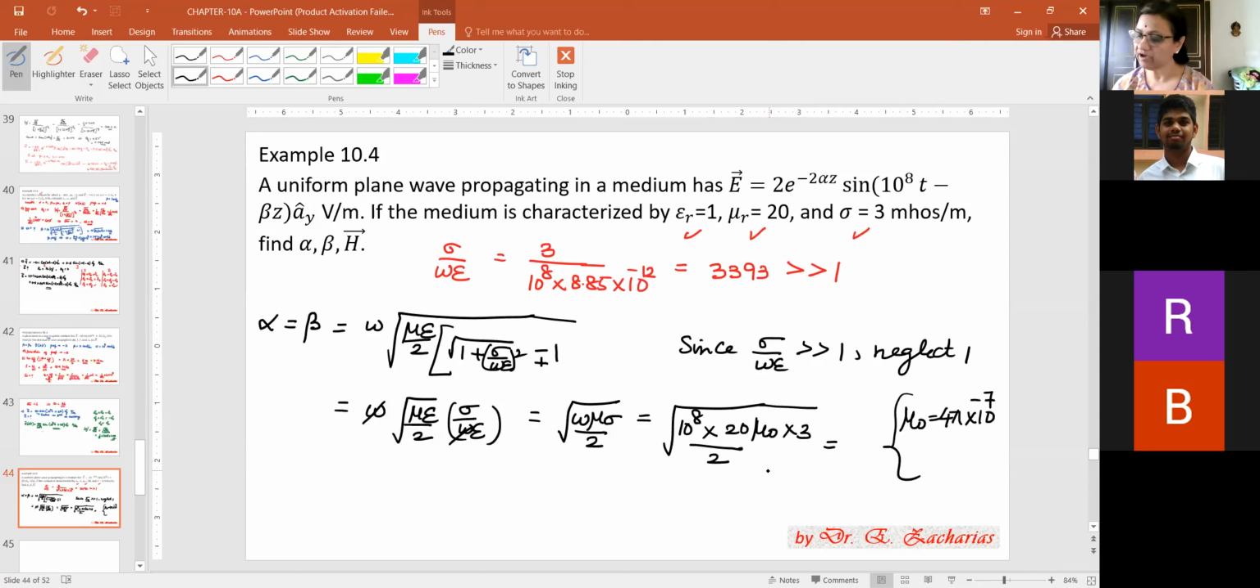Then you get alpha equal to beta, and the value is going to be 61.4. If it is alpha, it is Napier per meter, and if it is beta, it is radians per meter. Clear, guys? I don't think I have skipped anything here. There is a 1 by sigma here, and there is an under root sigma, so there will be 1. You just do it yourself and see. It's going to be pretty simple.